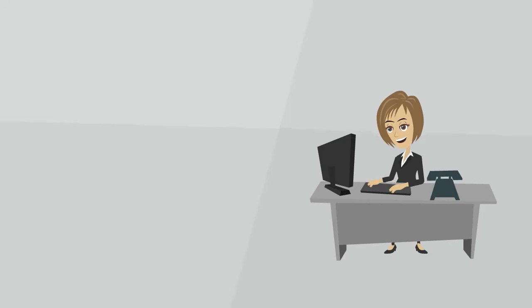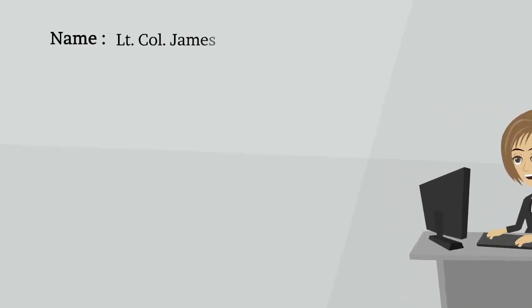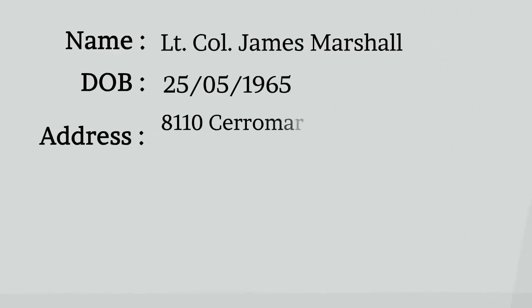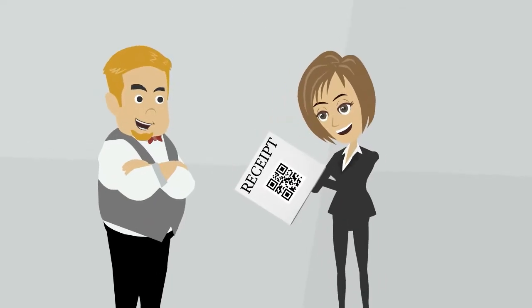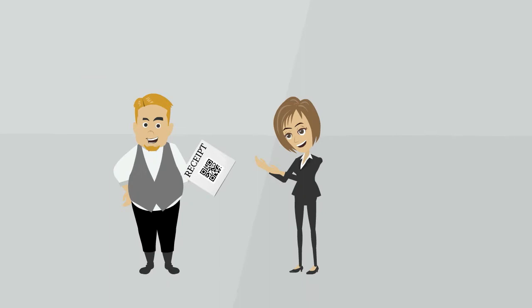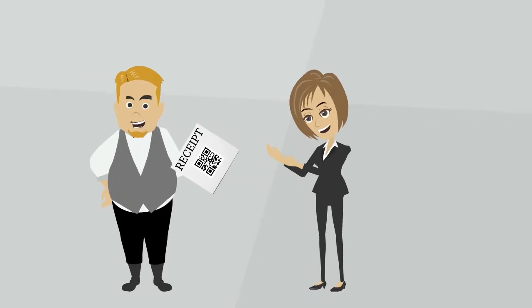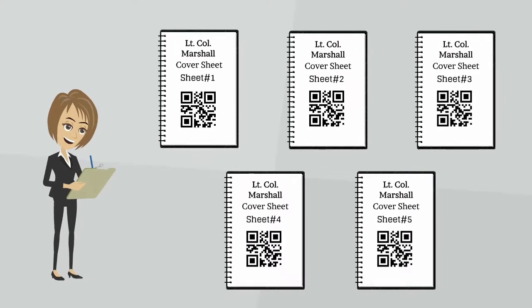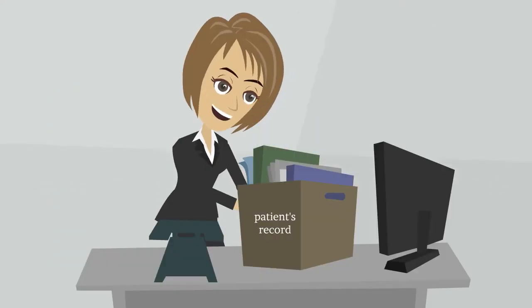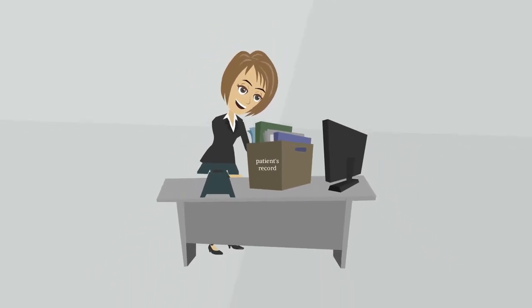Let's call the system Digitization Portal, where the patient's name, date of birth, address, phone, and email is entered. A receipt is provided to the patient so they can come back next time to pick up their paper and digitized records. A cover page is then generated with the name of the patient and a QR code on it. This process is repeated for every patient and then collected in one place.